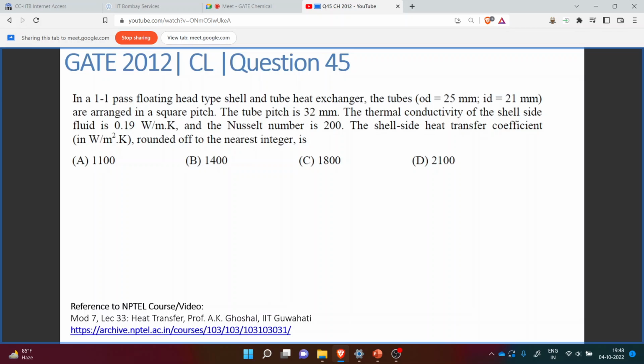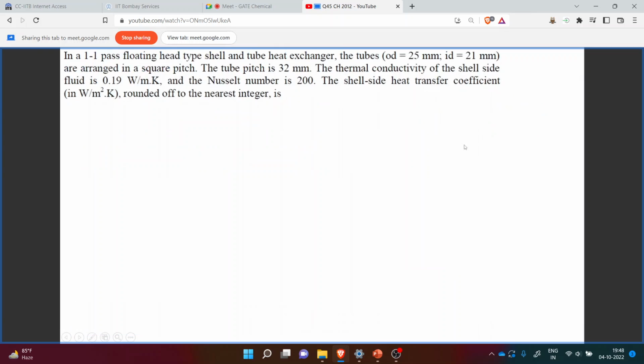So for the shell and tube heat exchanger, we have to find the shell side heat transfer coefficient. Now here in this question, we have been given that the tubes are arranged in a square pitch. That is, they will be arranged in this fashion, and the tube pitch we have been given as 32 mm. That is, let's just call it PT is equal to 32 mm. Tube pitch is the distance between the centers of these tubes. So this distance will be PT.